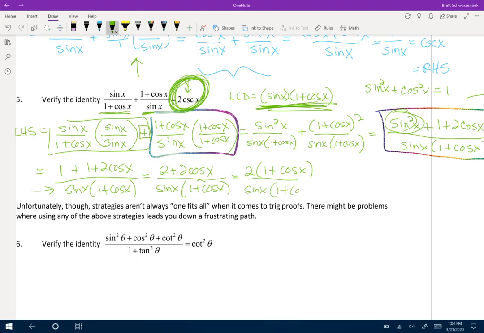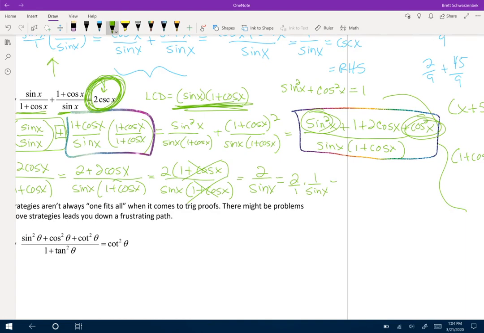Now we have two 1 plus cosine x's, which can now be crossed out to get 2 over sine x. 2 over sine x is equal to 2 over 1 times 1 over sine x. And 1 over sine x is, of course, cosecant. So you're going to get 2 times cosecant x, which is your right-hand side.